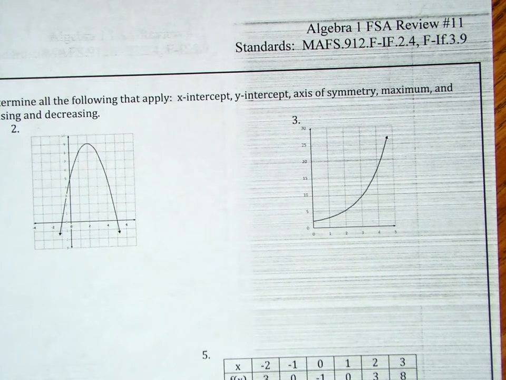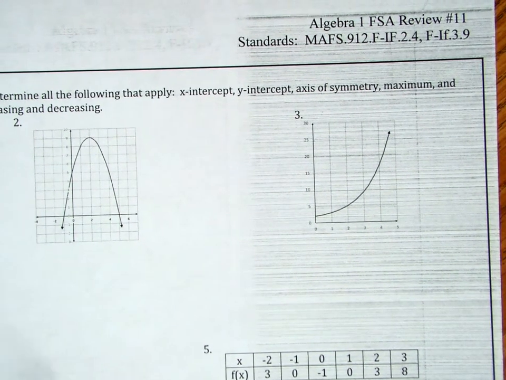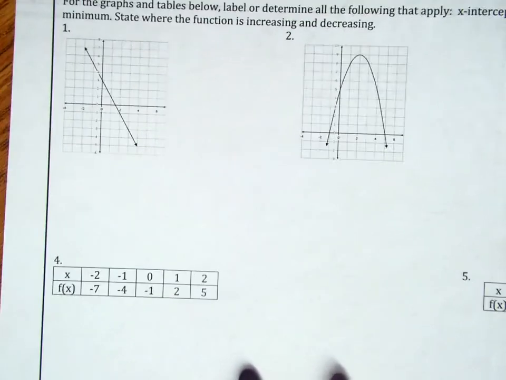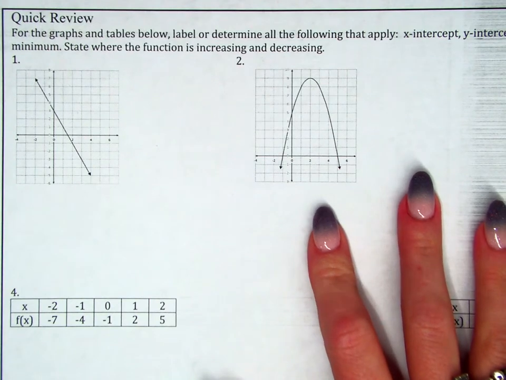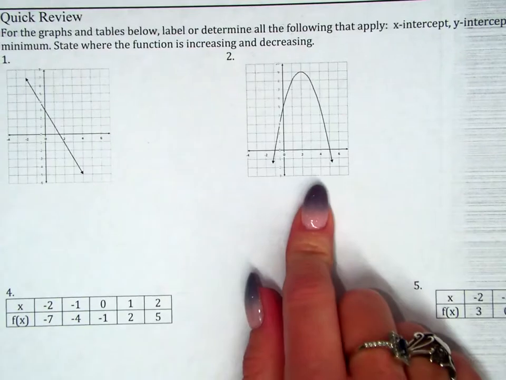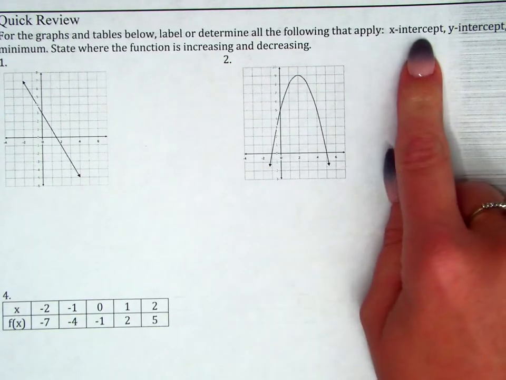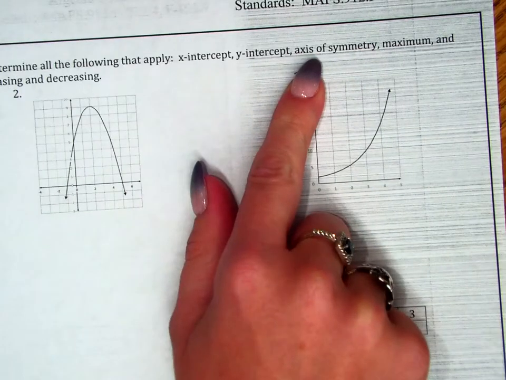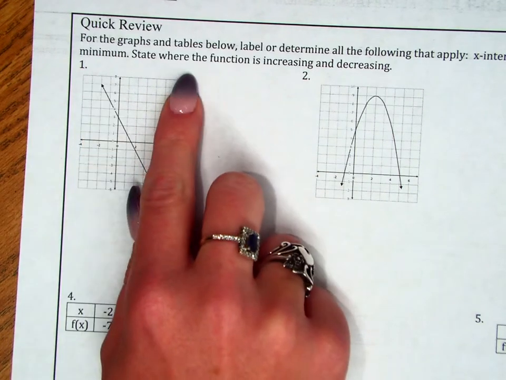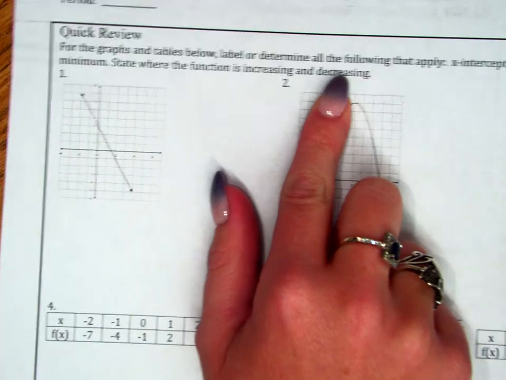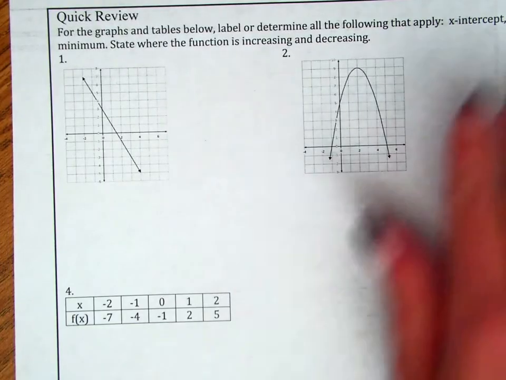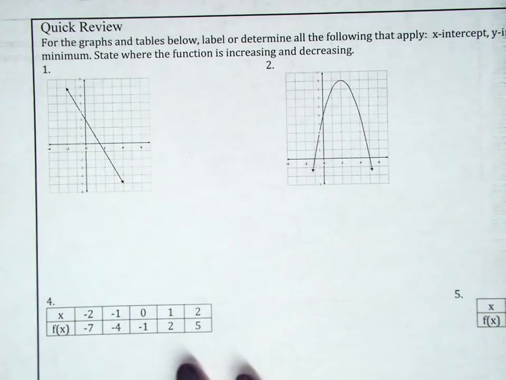Alright guys, so today we are looking at FSA Review Number 11. For the following graphs, we need to find and label the x-intercept, the y-intercept, axis of symmetry, maximum, and minimum, and then state whether the function is increasing and/or decreasing. Alright, so we are going to look at number 1.